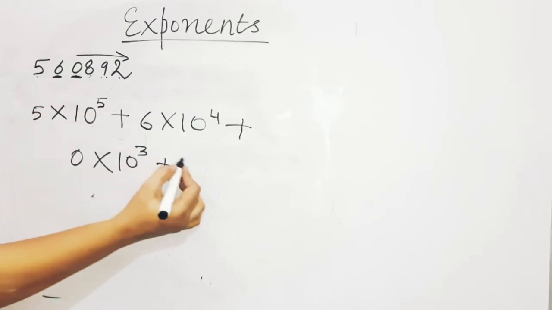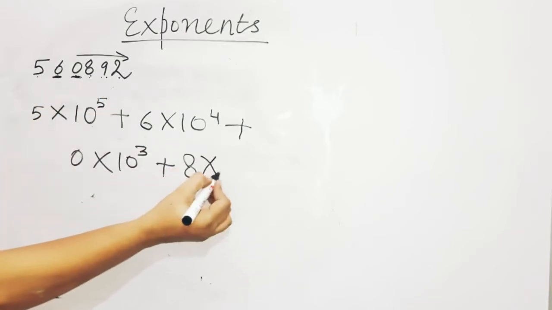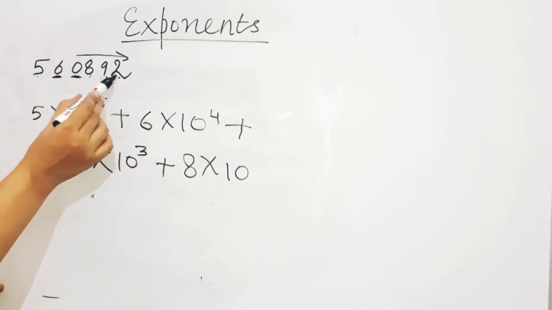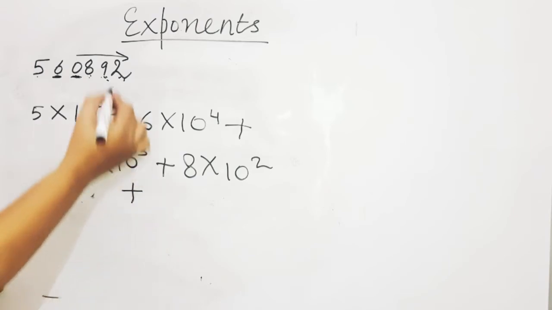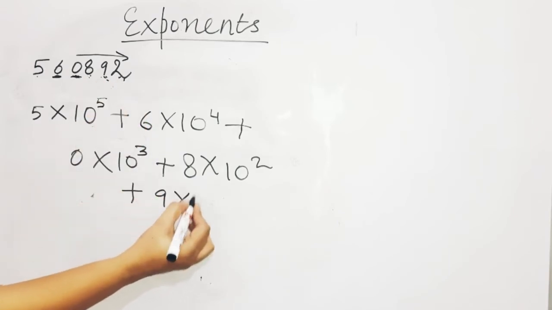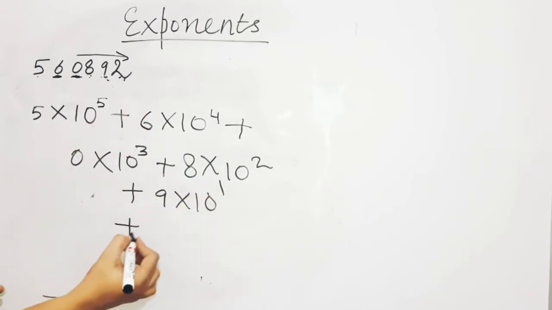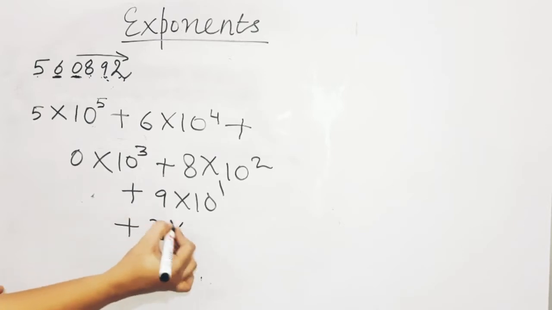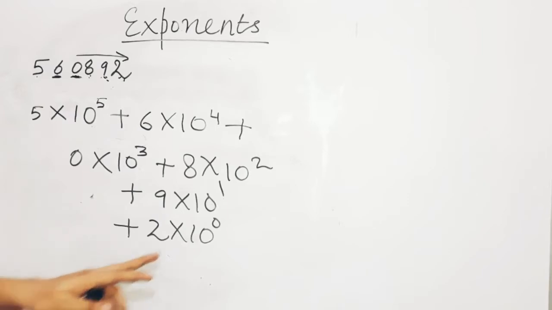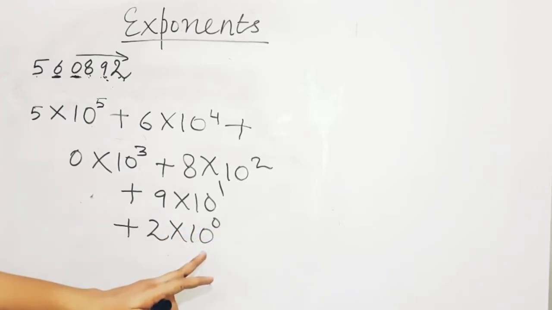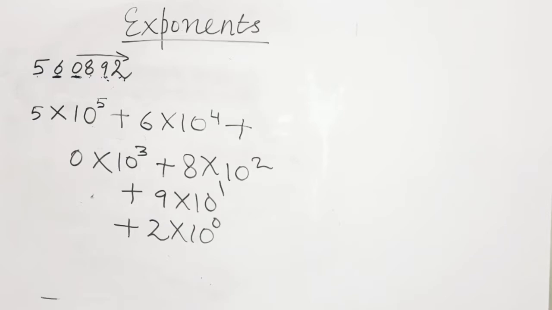Again writing the next number, 8, multiplied by 10 to the power of 2. There are two numbers on the extreme right of 8. Plus 9 multiplied by 10 to the power of 1 plus 2 multiplied by 10 to the power of 0. Because I have already told you, anything having 0 as the power, the answer is 1. So 10 to the power of 0 is 1. So this is how we express the numbers in the expanded form.